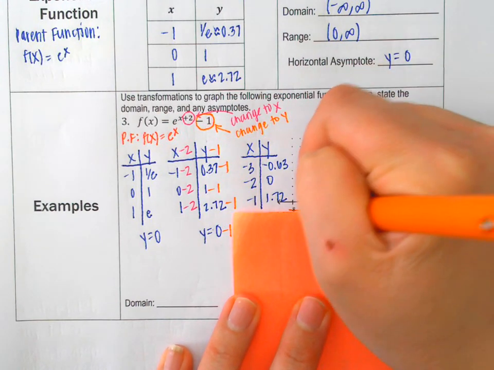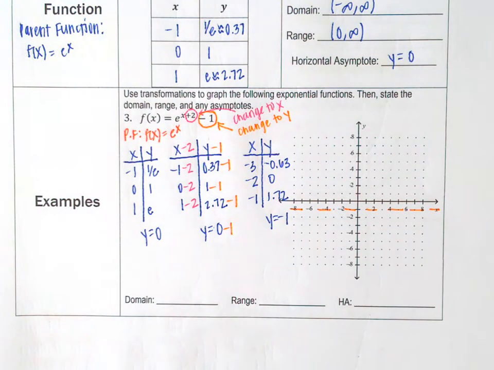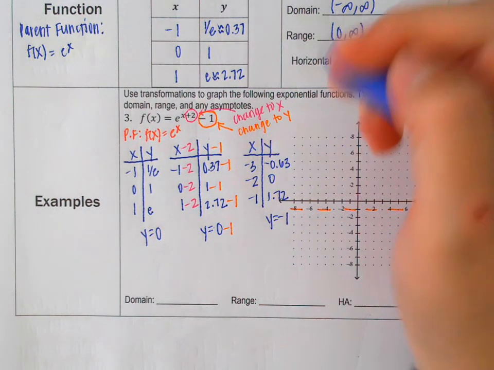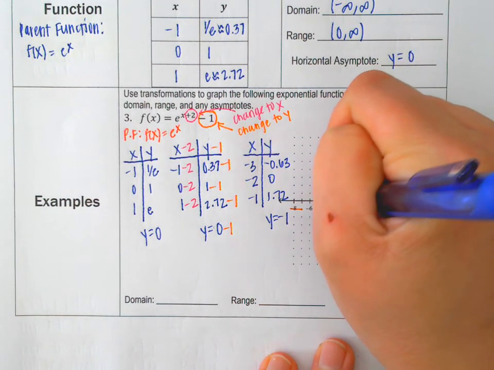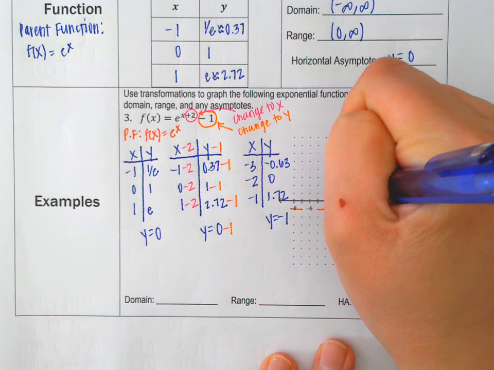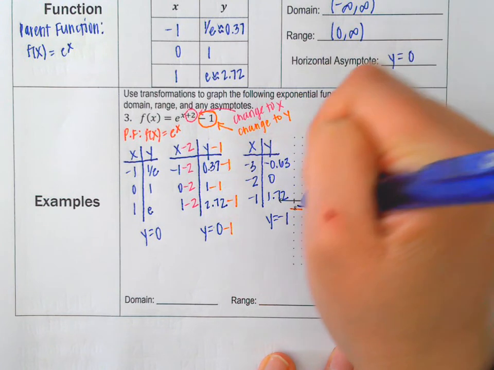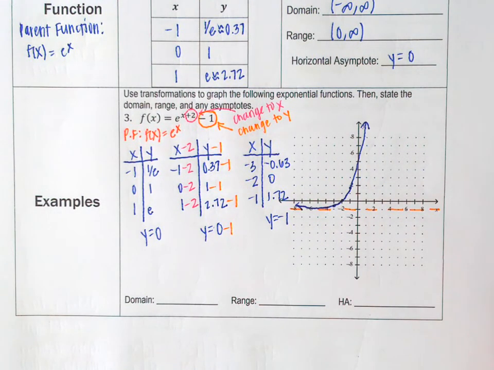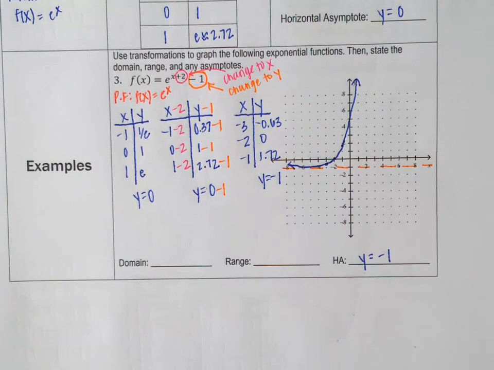Okay, the sticky part is sticking to my hand. And then I'm going to plot my points. -3 is at -0.63. -2 is at 0. -1 is at 1.72. So my graph looks like that. And then what I want you guys to do is think about the domain and range. We already know that the horizontal asymptote is at -1. So take a second, think about the domain and range on your own, and then come back and check your work.